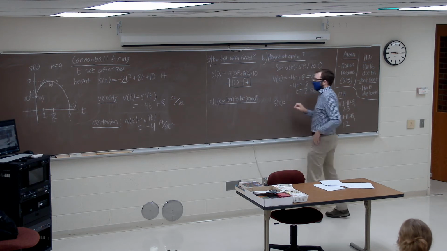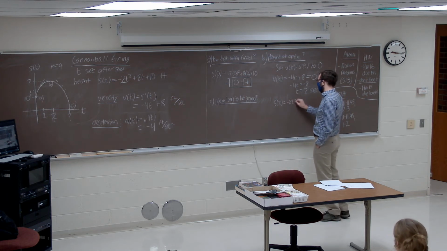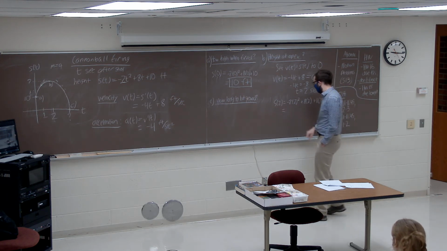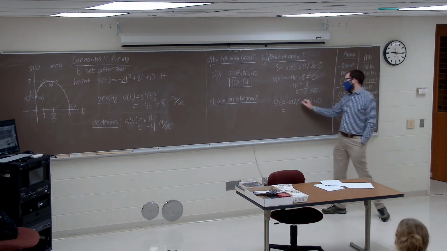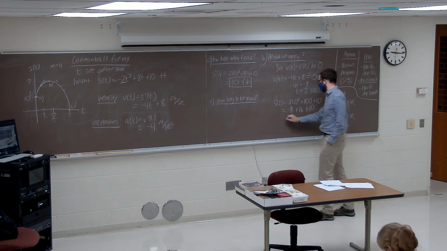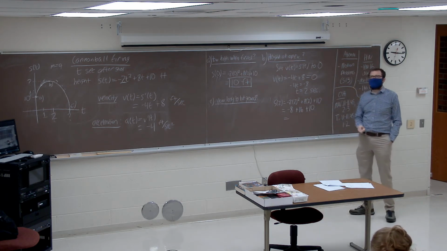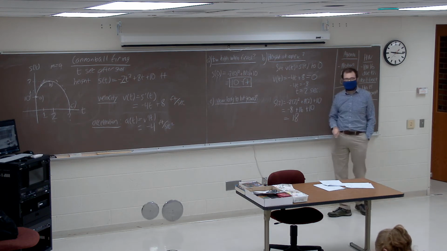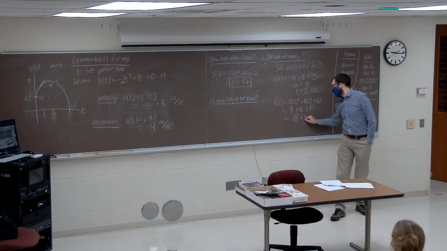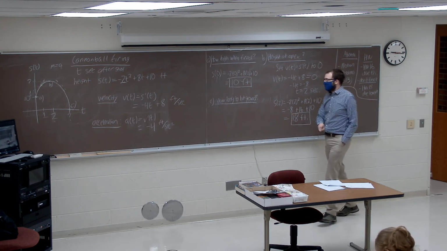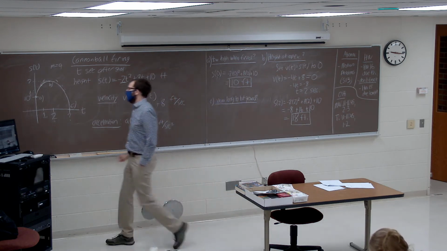So if we do that, we'll get negative 2 times 2 squared plus 8 times 2 plus 10. Negative 2 times 4 is negative 8, plus 16, plus 10. Negative 8 plus 16 is 8, plus 10, I believe, is 18. Keep me straight there. Yeah. Looks like it's going to be 18 feet at the apex.